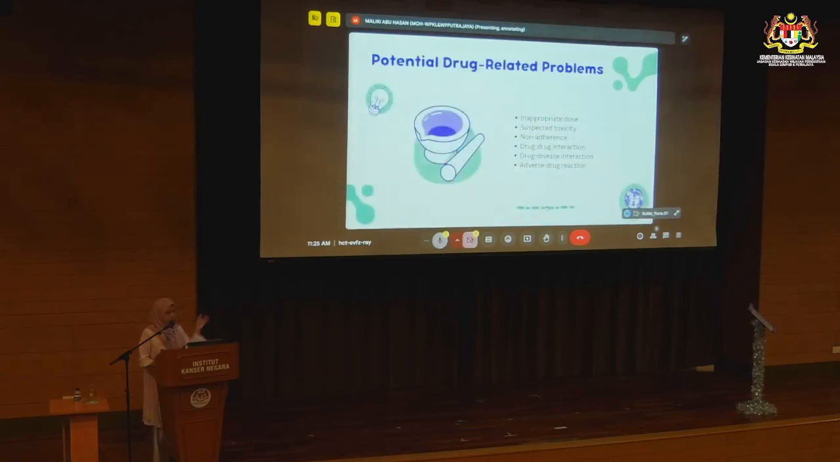So as you can see, because of the overlap of the MOA, there are also potential drug-related problems that we can expect. The first one, of course, being inappropriate dose. There are also a lot of suspected toxicity, side effects, non-adherence in many of the patients. I would say for actually all the diseases or all the patients taking the medications, up to 70% of patients are not taking their medications as prescribed or as given. Okay, so drug-drug interactions, drug-disease interactions are also things that you need to consider, and also adverse drug reactions.